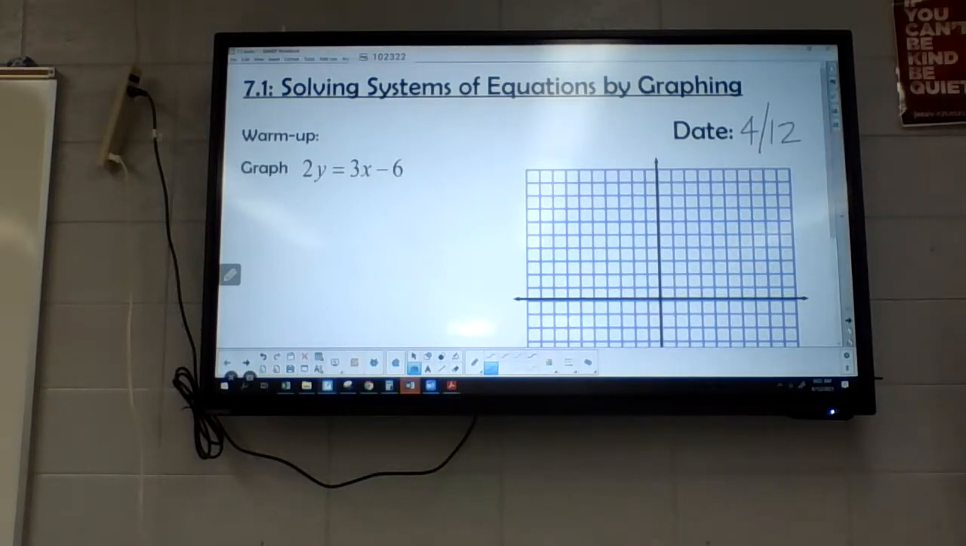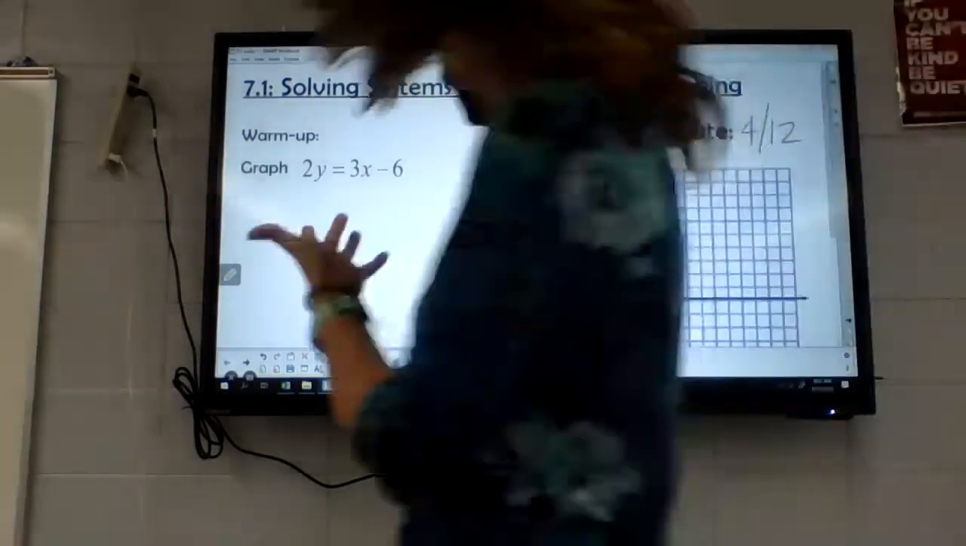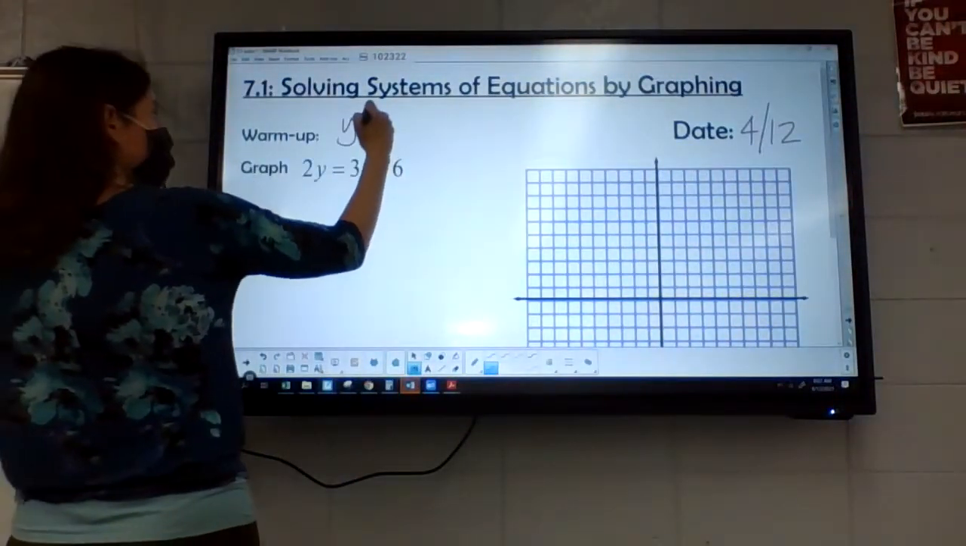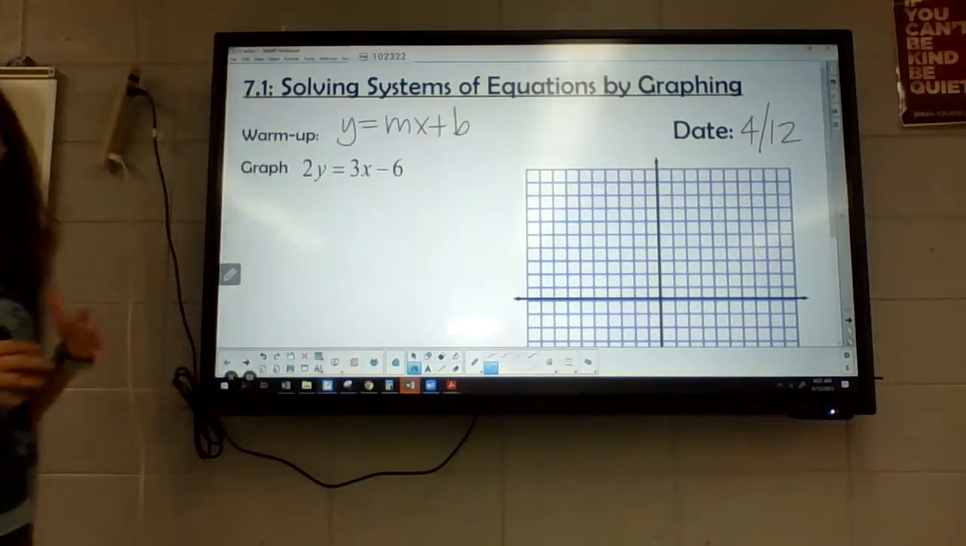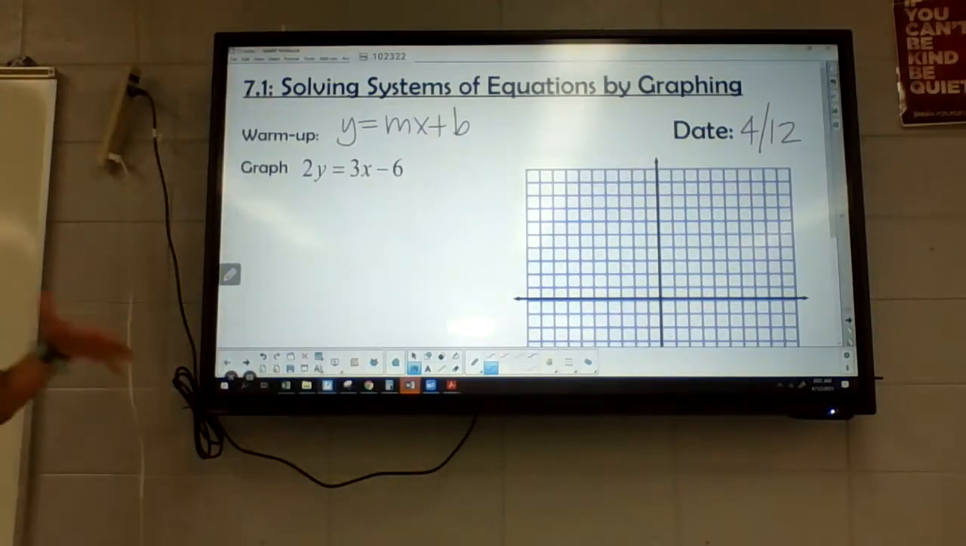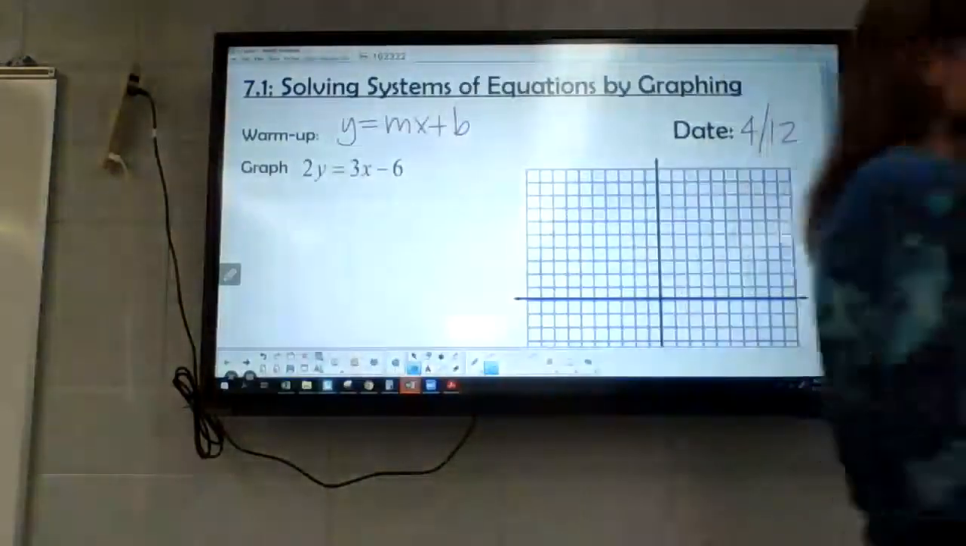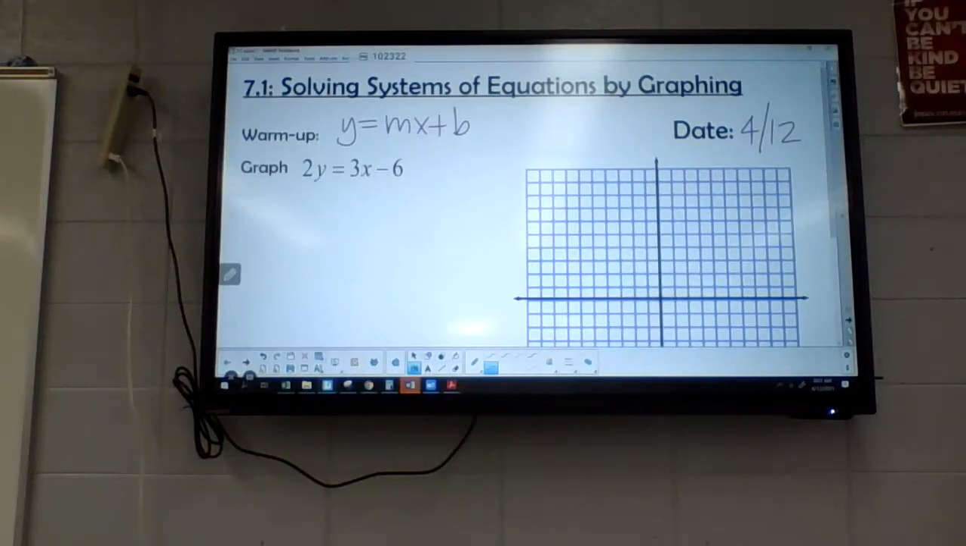Again, if you didn't hear me say it before or weren't quite paying attention at that point, we want this to look like y equals mx plus b. It's been a little while since we've done some graphing, so maybe you forgot about that. That means we want to get that y alone, so we want to get rid of that 2.